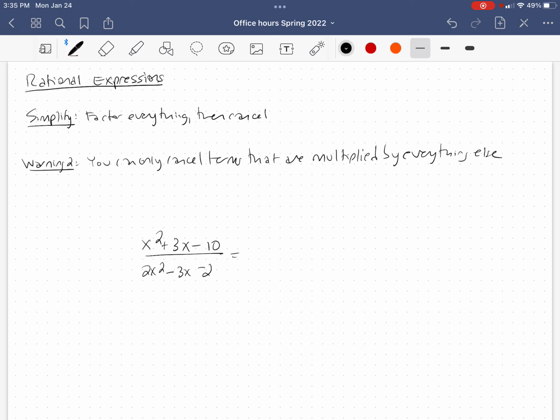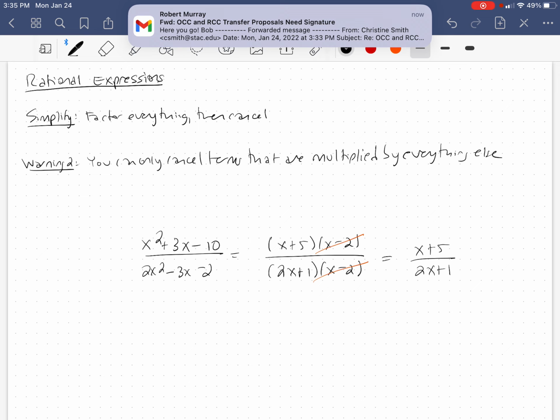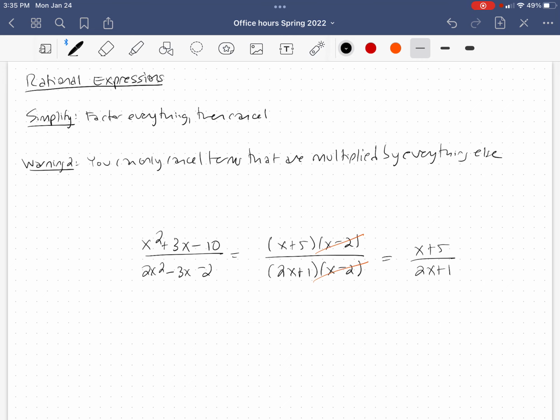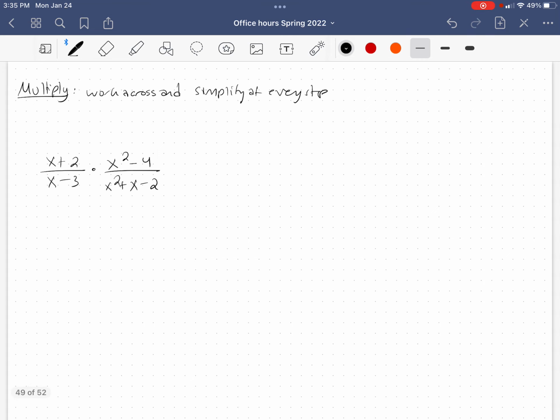Instead, what we'll do is first we will factor this, factor both the top and the bottom, and then we notice that there is a term in common on top and bottom, the x minus 2, and that we can cancel, leaving a simplified fraction. All right, so the general rule is going to be in everything that we do after this, we are going to factor and cancel everything and simplify after every step, essentially.